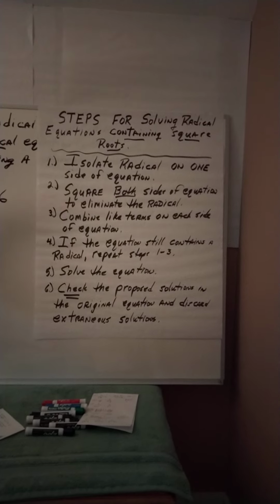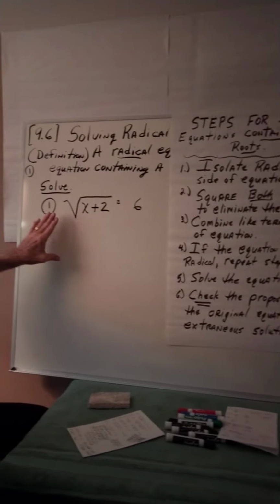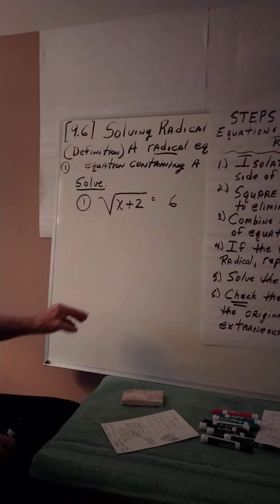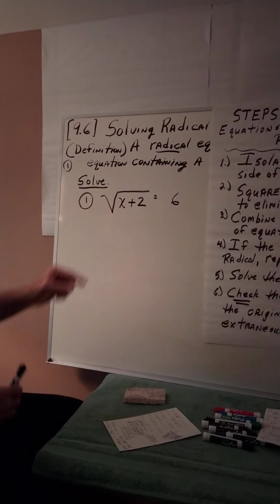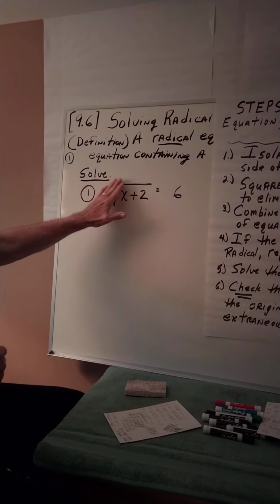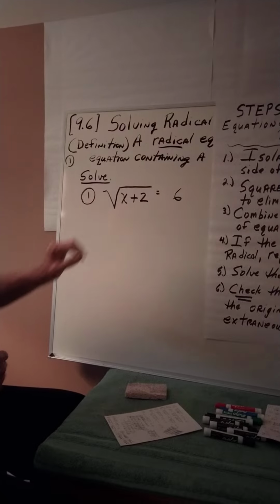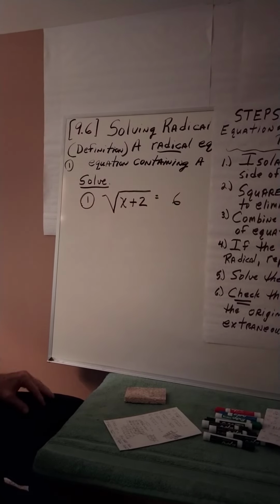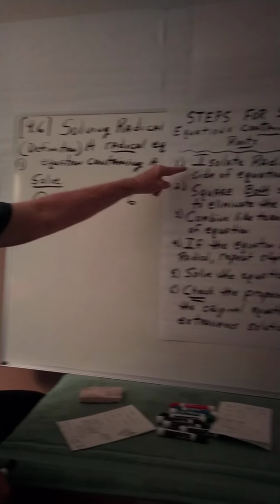Now, here's our first one that we're going to look at. We'll kind of do it step by step. The radical of x plus 2 is isolated. It is alone on the left-hand side. It doesn't have anything else on its side. So step number 1 has been honored.